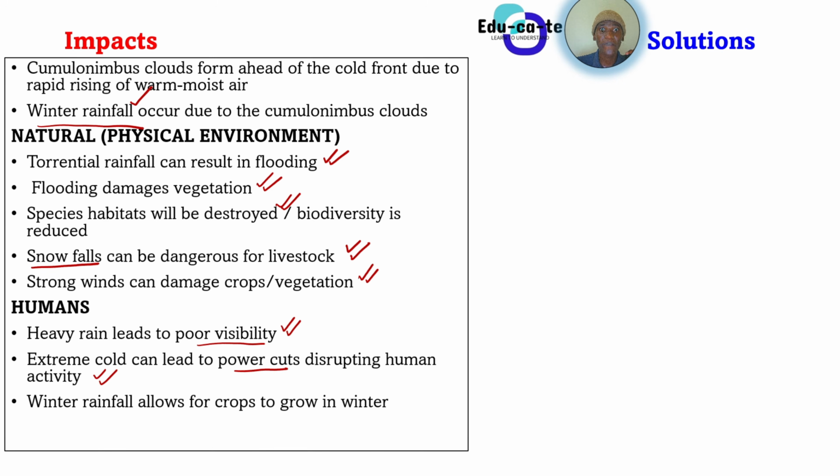And then we also have other positive impacts: the winter rainfall actually allows us to grow crops during winter, because remember that this is occurring in winter and usually there is no rainfall during winter. So now we have winter rainfall due to this mid-latitude cyclone. We already know that this winter rainfall will allow us to grow crops and eventually to benefit our economy. So it can have a positive impact. It can also have a negative impact.